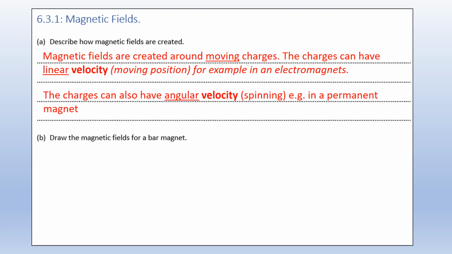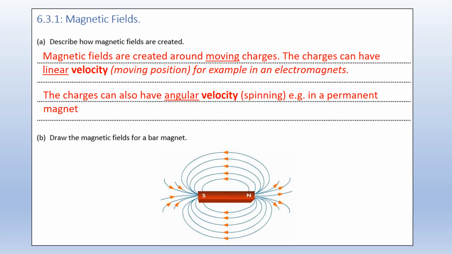The charges can either have linear or straight line velocity, which is what's happening in an electromagnet. So we've got a current, which is moving charges, but we can also have charges with angular velocity, which means they're spinning, and that's what's going on inside permanent magnets or ferromagnetic materials. The charges have angular velocity, and that creates the field. You should already be familiar with the field around a bar magnet. The field lines have a pattern like this, and the field lines go from north to south, so that shouldn't be anything new to you.